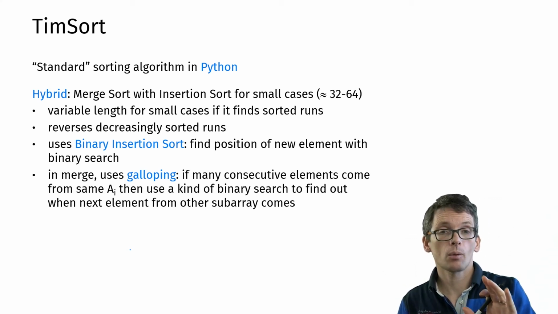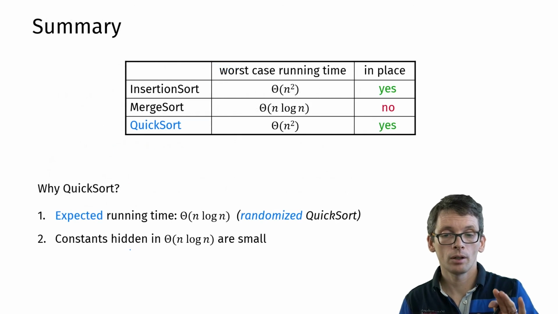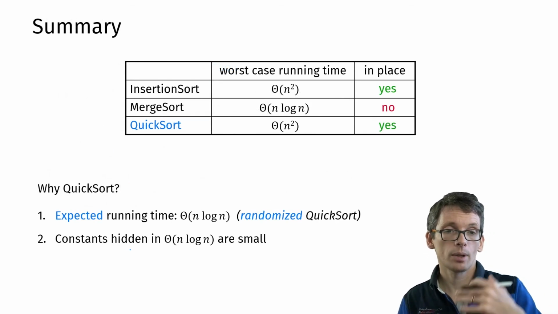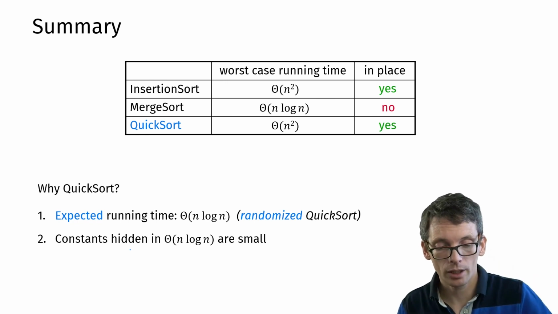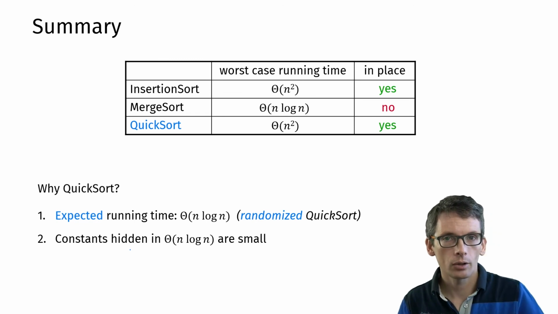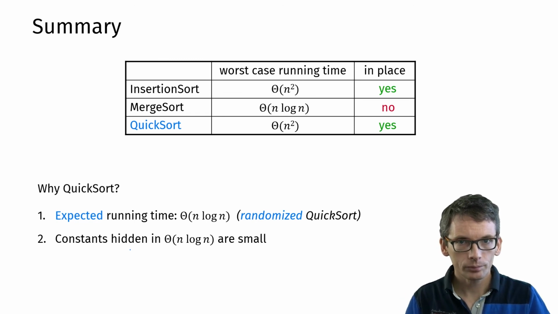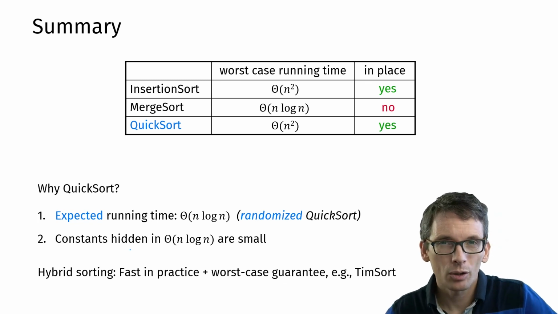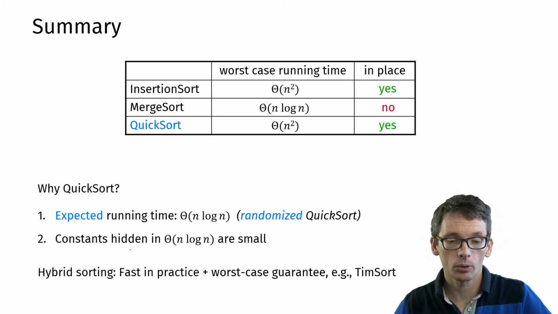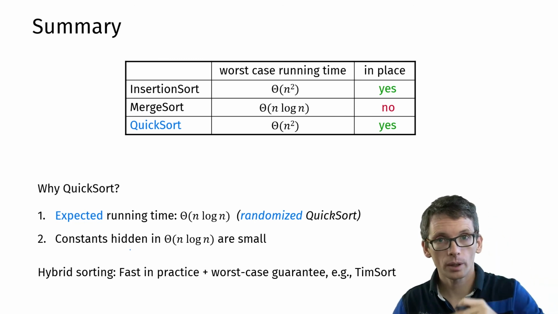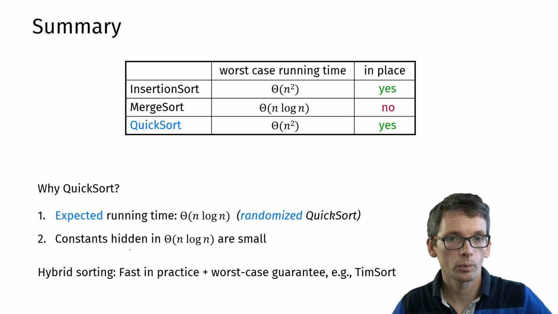So this video was about Quicksort. We saw that in the worst case it's quadratic time, but randomized Quicksort in expectation is order n log n time, and it's also fast in terms of the constant. Generally speaking, if we want to do fast sorting in practice, hybrid sorting algorithms are good, like merge sort with insertion sort, or also quicksort with insertion sort. Those work nicely.